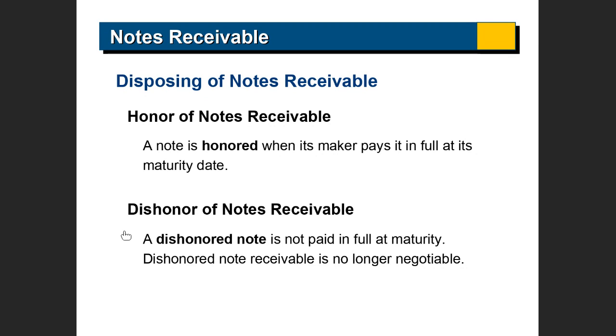The other one, we are here with 2 different types of disposition of the notes receivable. One is honoring the notes receivable, meaning paying it in full. Dishonoring notes receivable is not paying. Let's say you're a customer who borrowed money from a bank and you're unable to pay. If you don't pay and you don't go to the bank and you don't do anything, just sit there, then you will get one type of treatment.